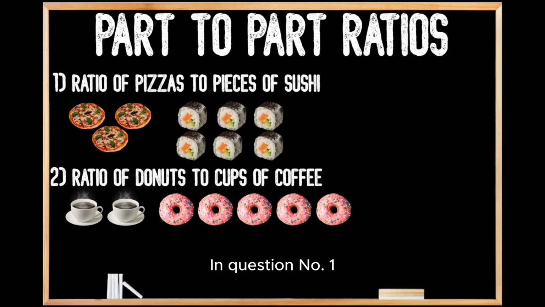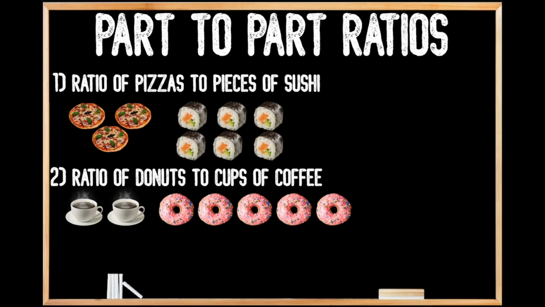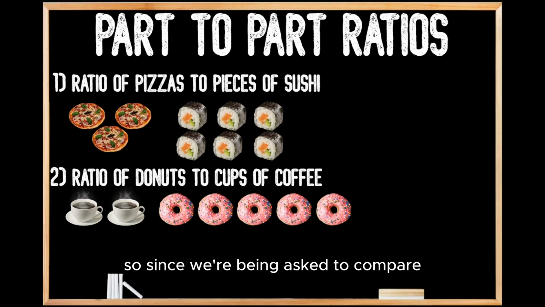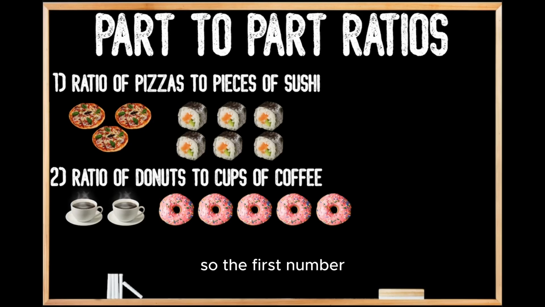In question number 1, we're being asked to write a ratio for the number of pizzas compared to the number of pieces of sushi. When writing ratios, the order matters. So since we're being asked to compare the number of pizzas to the number of sushi, that means that the first number in our ratio needs to represent the quantity of pizzas. Well, here we can see that we have 3 pizzas, so the first number in our ratio is going to be a 3. And then we're going to put a colon to the right of that 3.